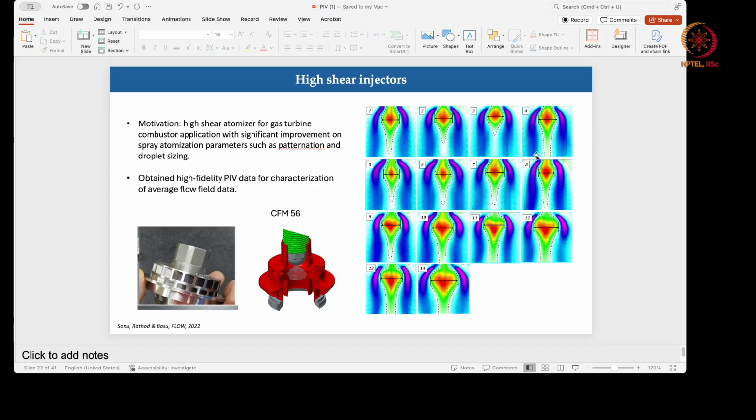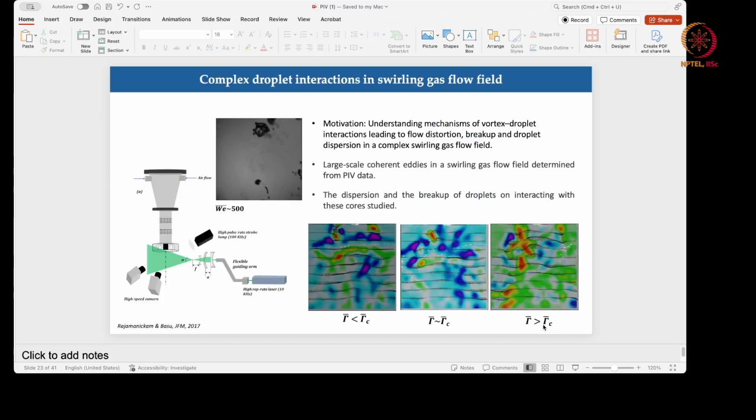Okay, so this is 1, 2, 3, 4. So these are at different flow conditions. Let's not focus on what those are, but you can see these spectacular flow field patterns, and these are again colored with vorticity. But you can see the arrowheads, which show the PIV. Okay, and this is of course complex interactions of the droplet in a swirling flow field. So you can see this is how the droplet actually interacts with the flow field.